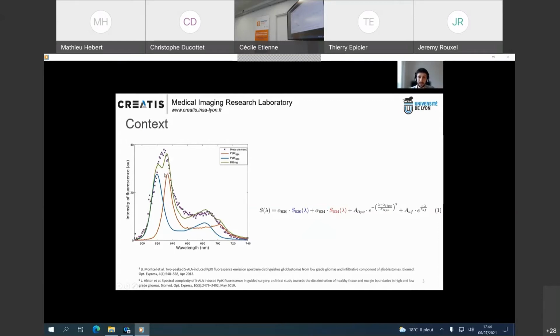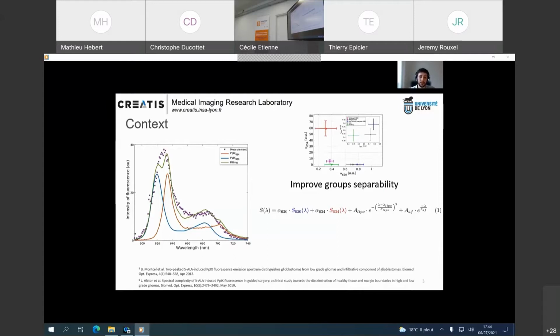Both states have been seen in high-grade gliomas as well as in low-grade gliomas, but there is still a controversy about the presence or not of this peak at 620 nanometers. A recent 10-patient clinical trial demonstrated the relevance of the second peak of fluorescence of PpIX at 620 nanometers in terms of pathological classification. Various methods exist which try to quantify the two peaks from measurements using fitting methods.